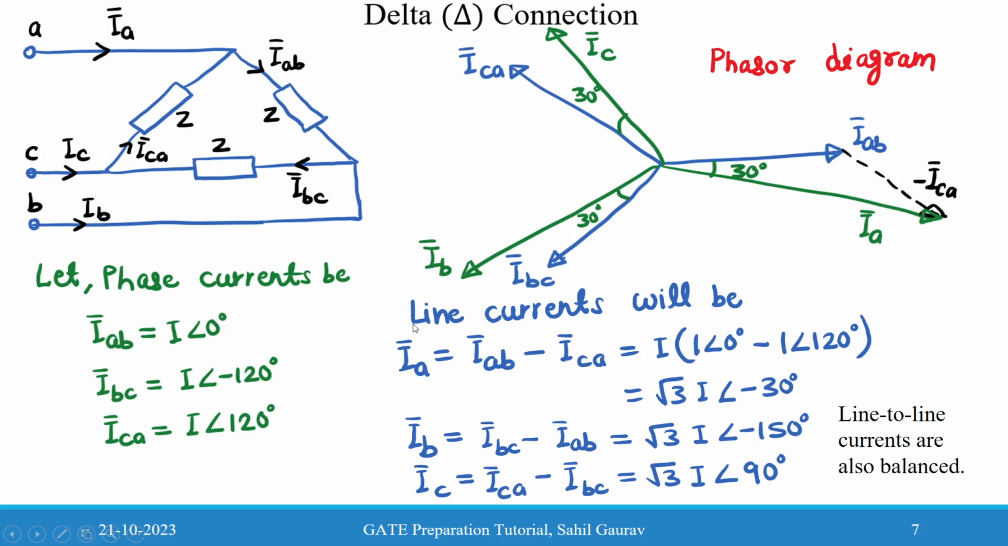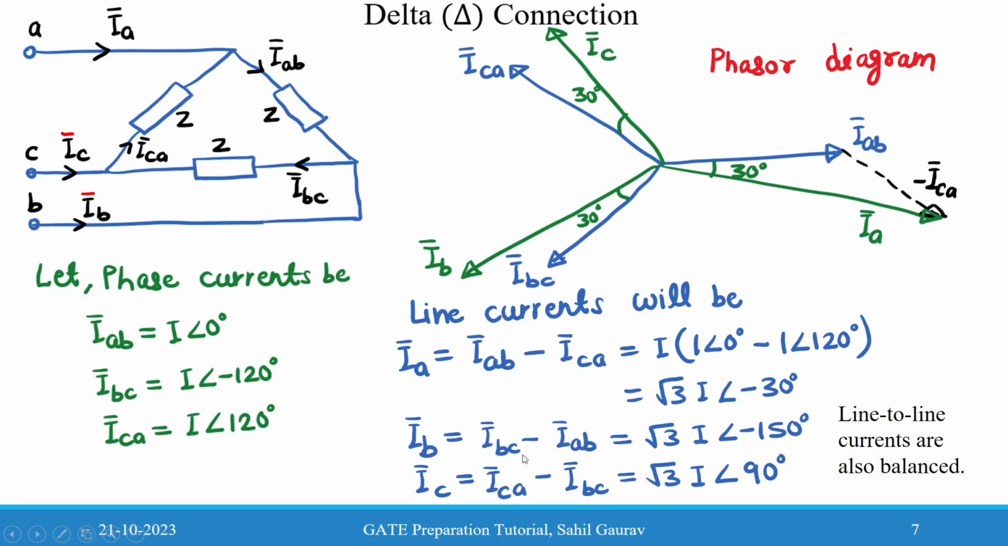Now for finding the line currents, that is the currents flowing in the lines IA, IB, IC, we will use KCL. You can apply KCL here. You can see that IA and ICA are coming to this node and IAB is leaving the node. Therefore, IA will be IAB minus ICA. On simplifying this, you will get root 3 times IAB at the angle of minus 30 degrees.